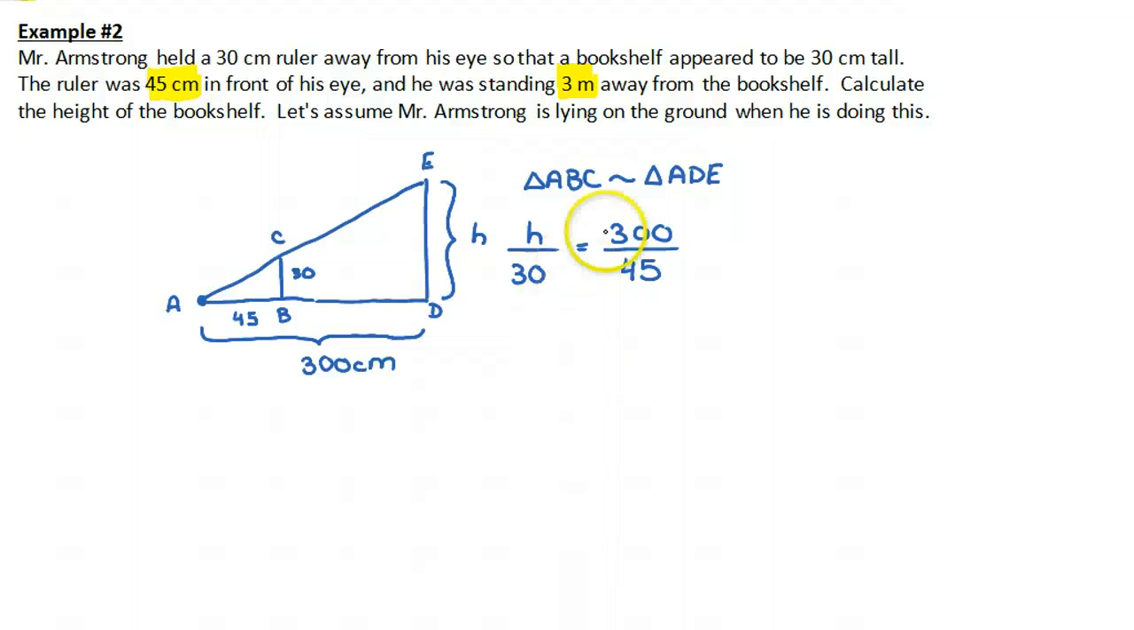So now this is simply an algebra problem. So I'm going to get H is equal to 300 times 30 divided by 45. And so now I'm just going to work this out. And we get 200 centimeters.